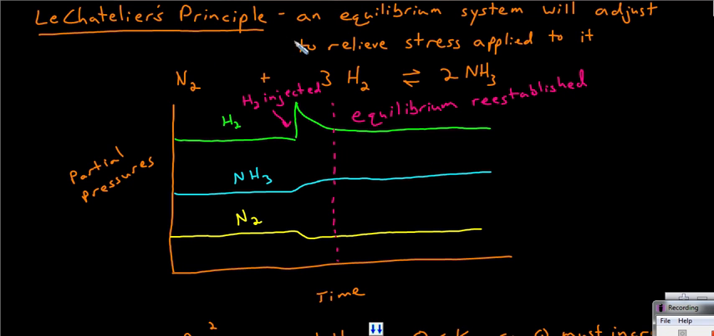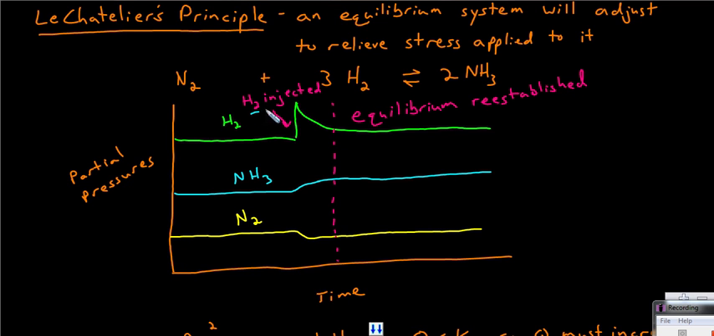Le Chatelier's principle states that an equilibrium system will adjust to relieve stress applied to it. As an example, take the system in which nitrogen and hydrogen react to form ammonia. Now, this system might be at equilibrium already, in which the partial pressures of hydrogen, ammonia, and nitrogen are no longer changing versus time.